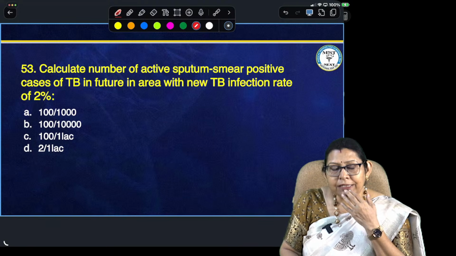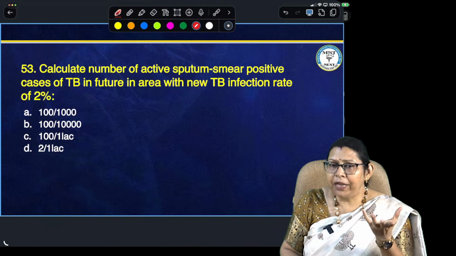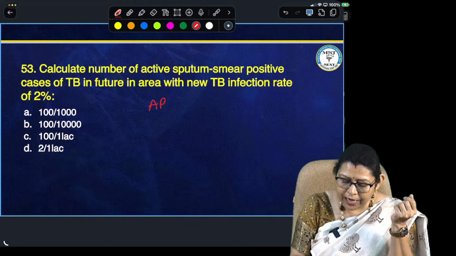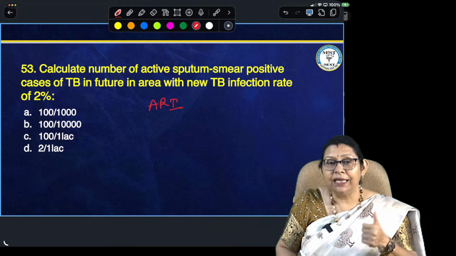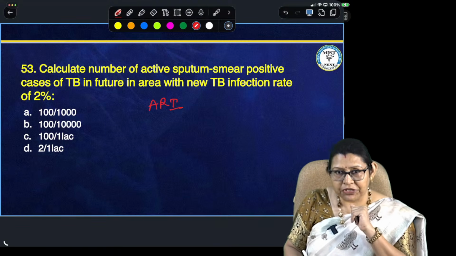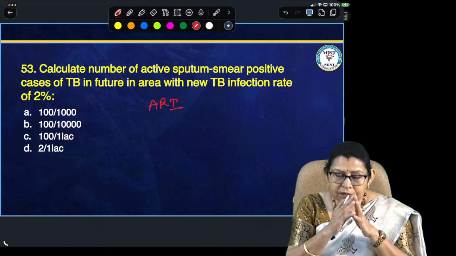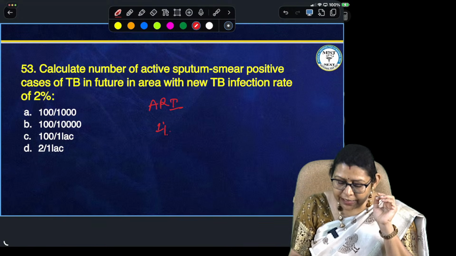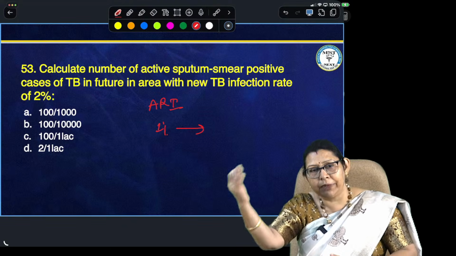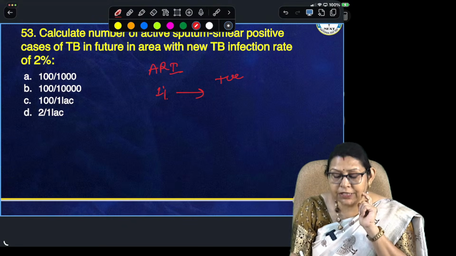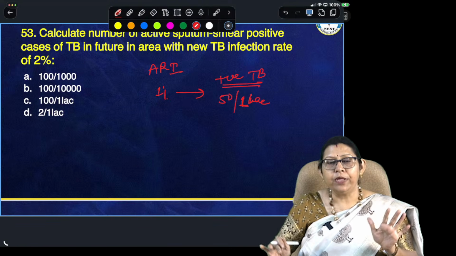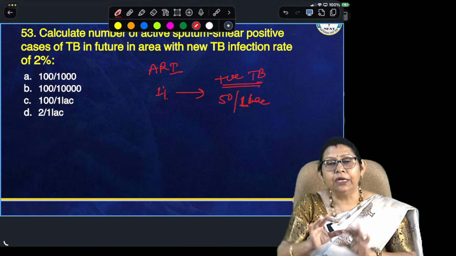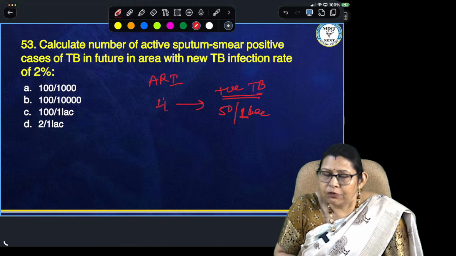Again, this is concept based, and it is your TB indicator, that is ARI. Okay, we discussed that for malaria it is API, annual parasite incidence, and for TB it is annual rate of infection. This is a standard value: if ARI is 1% at present, in future there is a possibility that the positive TB cases will be 50 per 1 lakh population. Okay, this is a standard fixed value. If the current ARI of a country is 1%, in future positive TB cases will be 50 per 1 lakh.